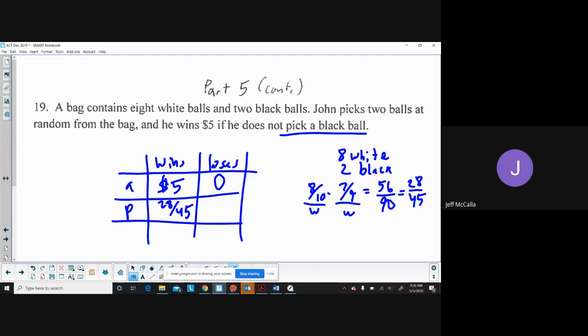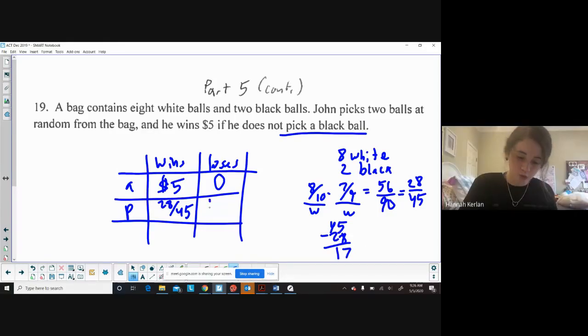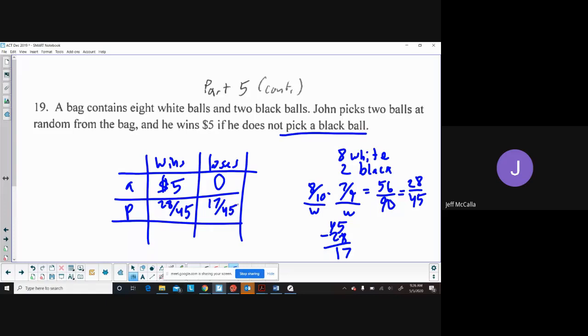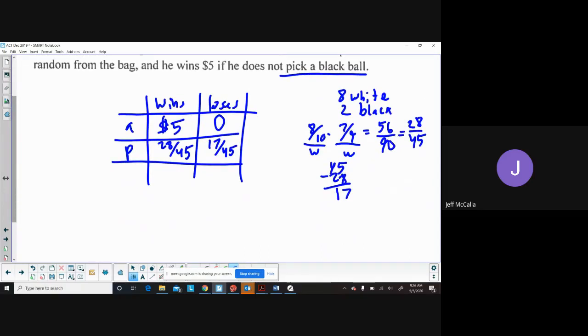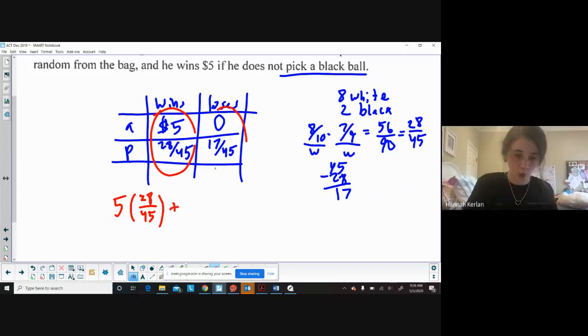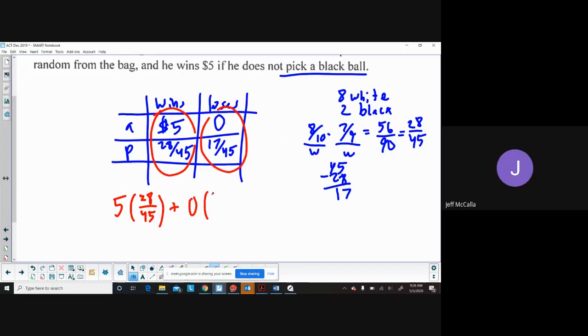So what's the probability of losing? Was that 17? Does that look right? 17 out of 45. Those two have to add up to 100%. So now you're not quite done with the problem. With the expected value, you've got to take the amount times the probability. So 5 times 28 over 45, plus 0 times 17 over 45.